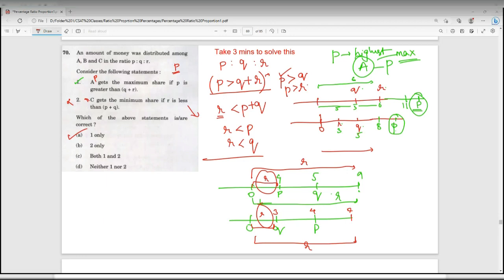So if you have any doubt, please ask. Has everyone understood this? Yeah. Please ask.